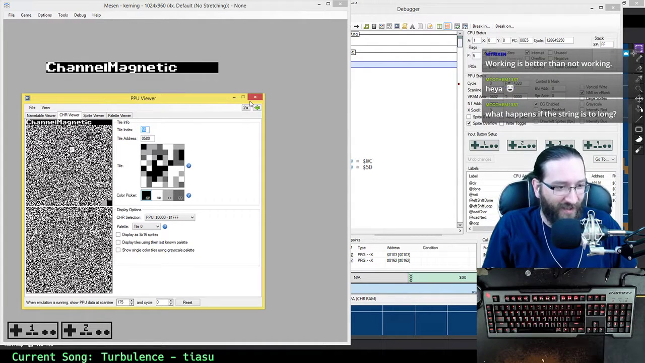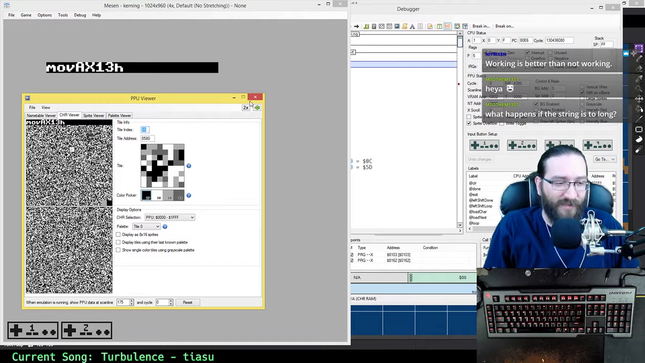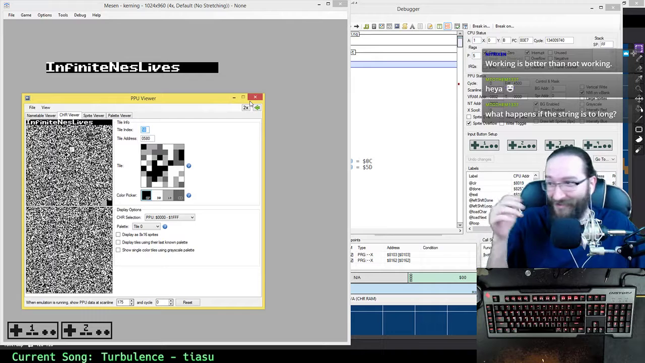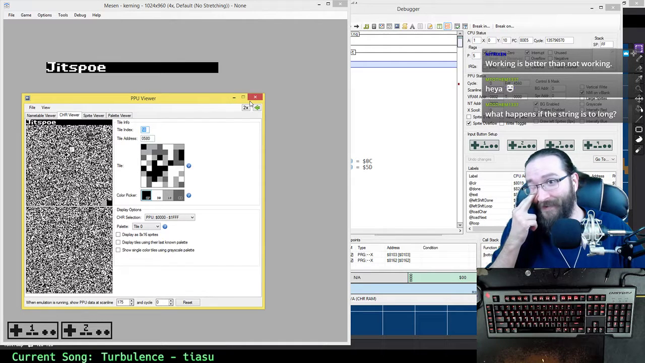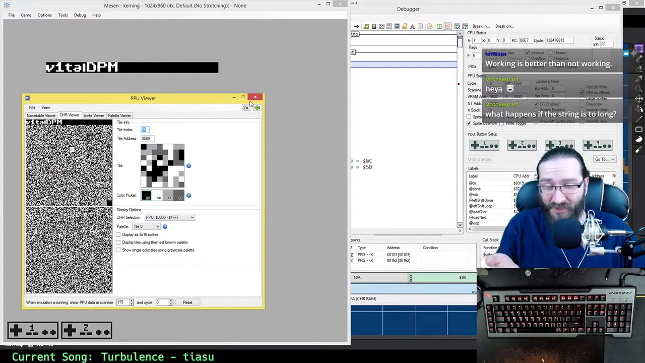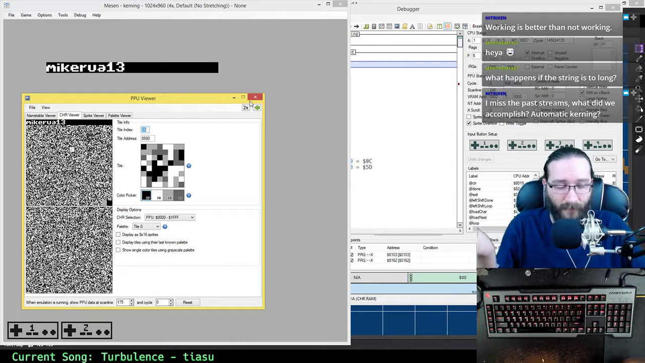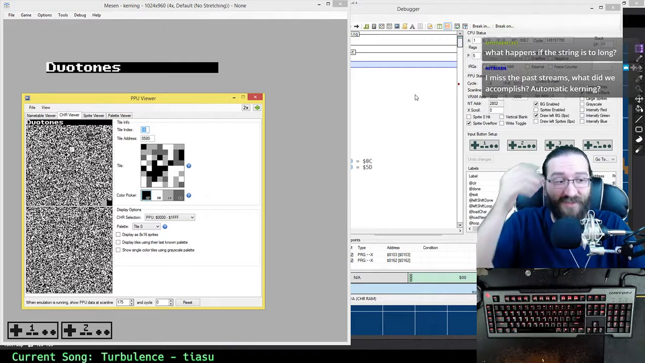M to the M, how you doing? What happens if a string is too long? Things break, probably. I don't know. The longest string I have here is 21, I think, which, honestly, one of these should break. What do we accomplish? Automatic printing? Yes! Yes, yes.